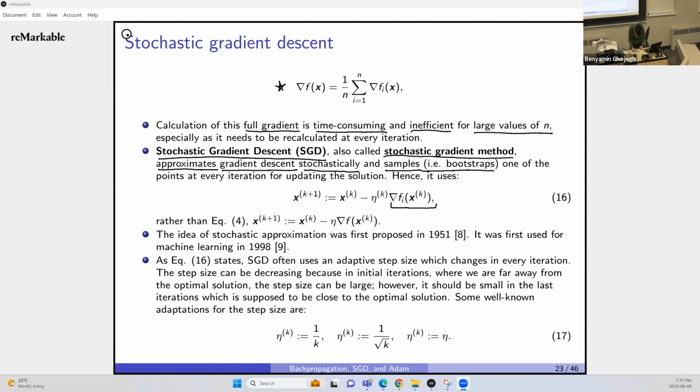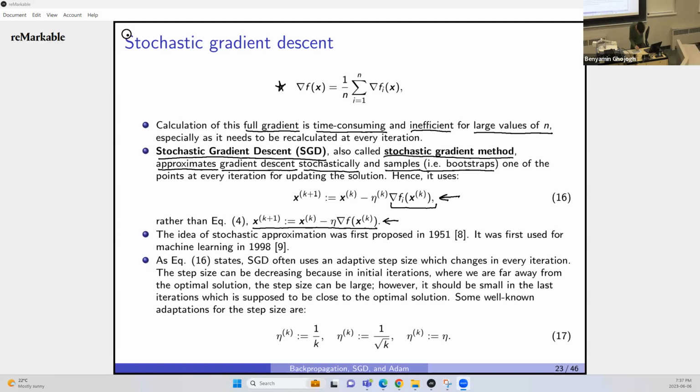So as you see, now I'm using the gradient of f_i(x) rather than the full gradient. I have a set of data points. Full gradient uses all of them for every iteration of gradient descent. Stochastic gradient descent says, no, at every iteration, I just sample one of them. This is gradient descent, but this equation 16 is the stochastic gradient descent. You can compare them. The difference is in the gradient.